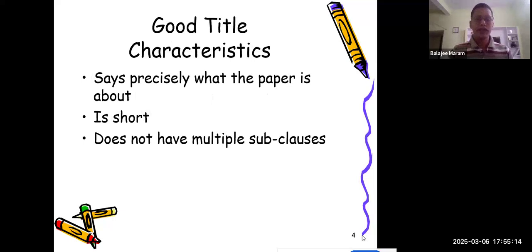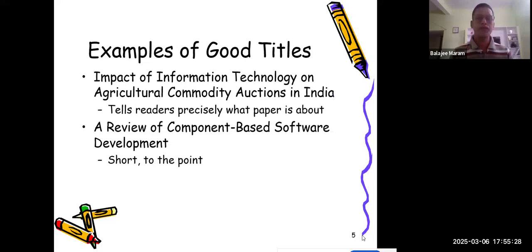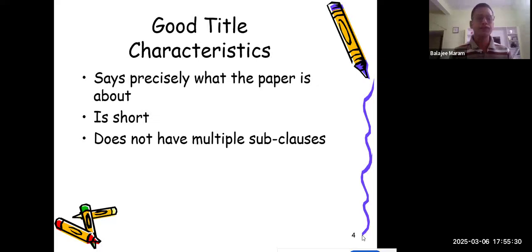Good title characteristics. It says precisely what the paper is about. It does not have multiple subclasses. These are different types of characteristics of a good title. It means the title should tell each and everything about that particular paper. In such a way, we need to prepare and finalize the title.